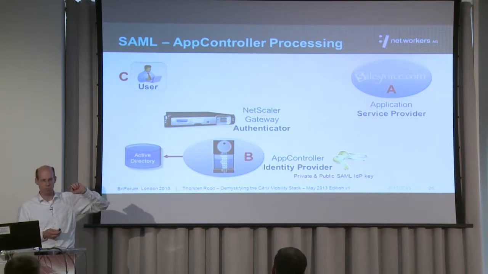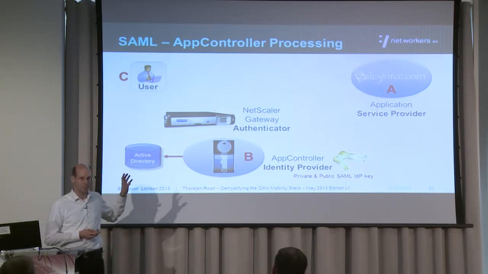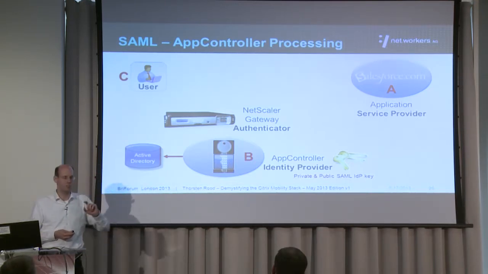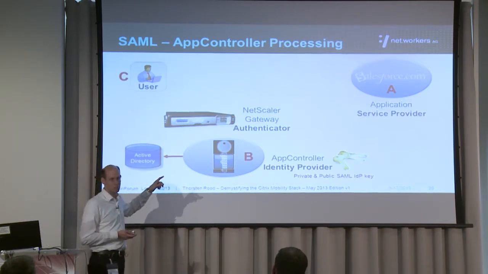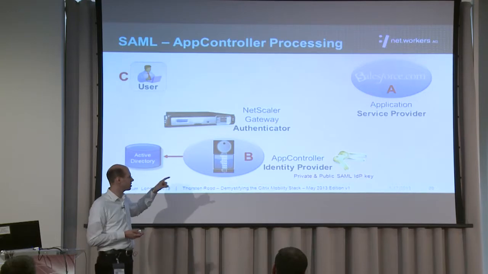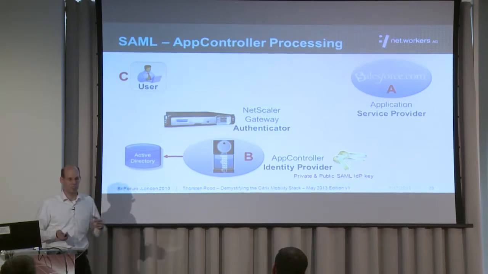You've got the A, which is the application. You've got the B, which is the identity provider. And you've got the C, which is your user. And it actually works like this. You have the AppController, which is able to create signed messages. So it has a private key, of course, standard SSL technology.